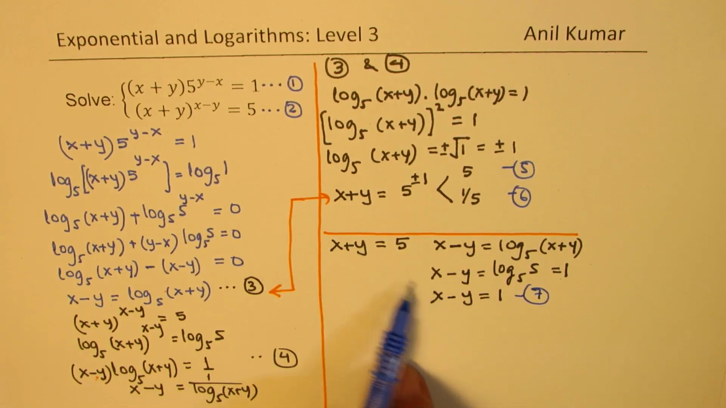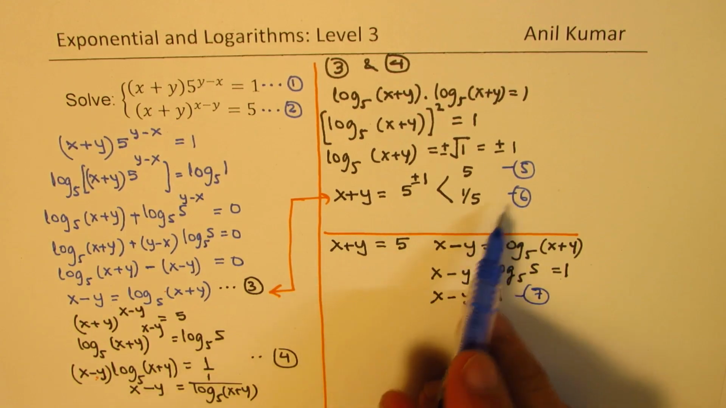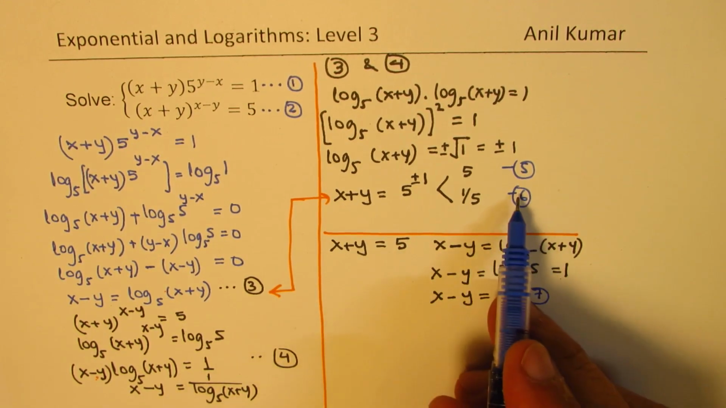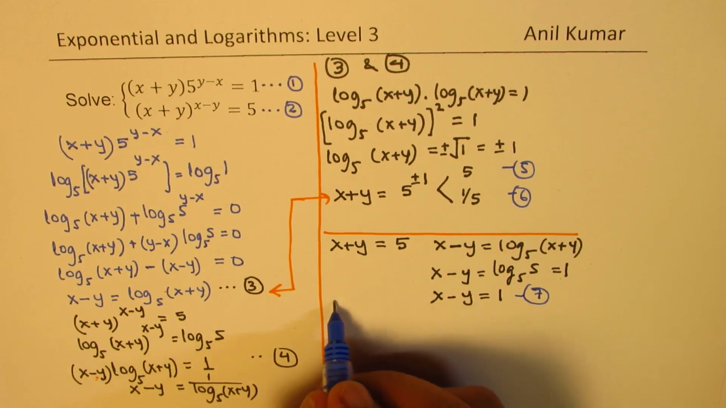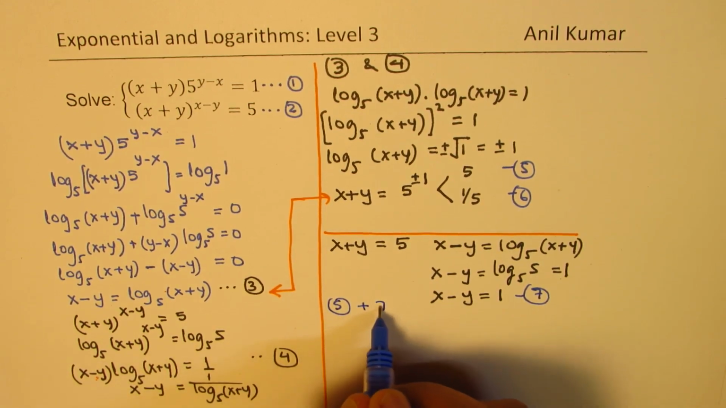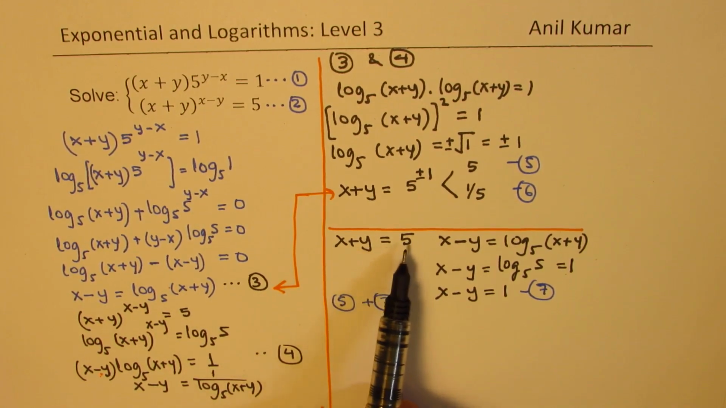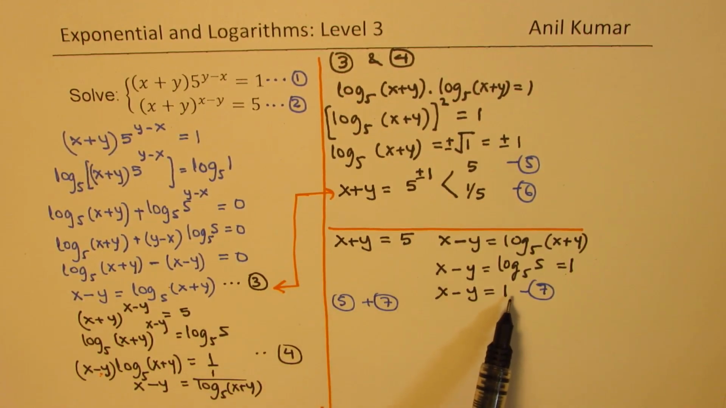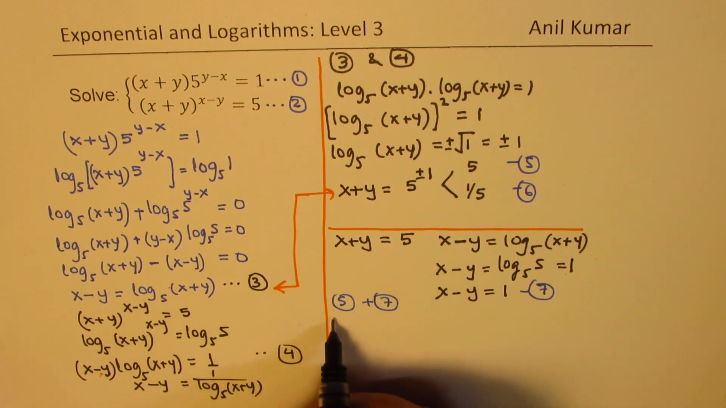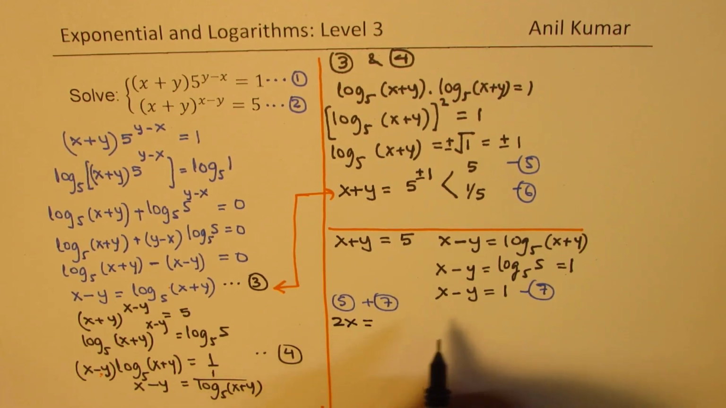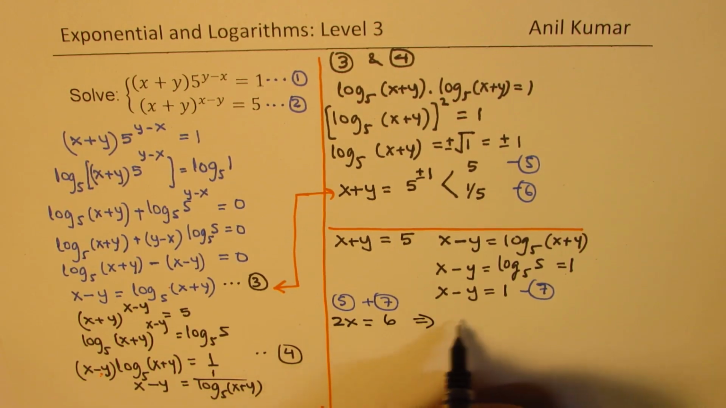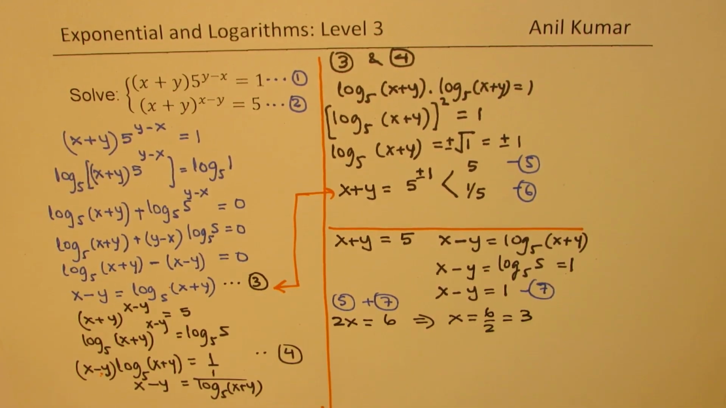Now, using these two equations, when you add equation 5 and 7, as you can see, we get x plus y equals 5 and x minus y equals 1. So if I add them, I get 2x equals 6, and that gives you x equals 6 by 2, which is 3.